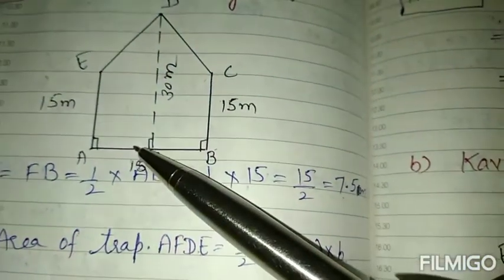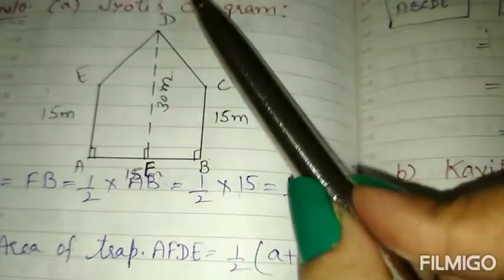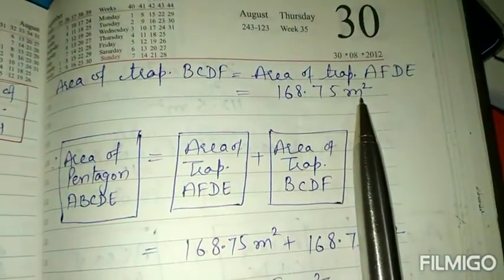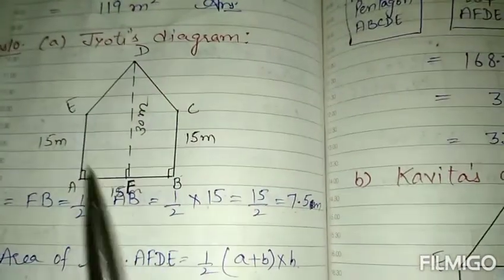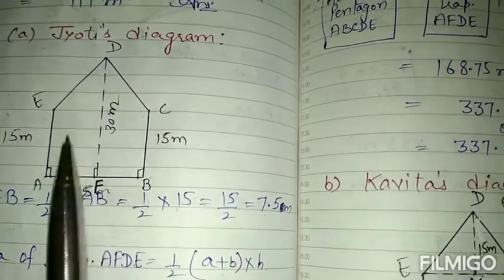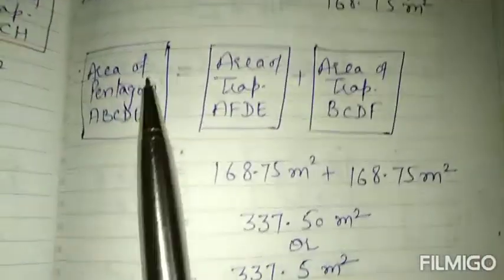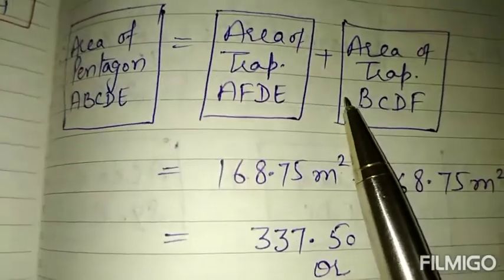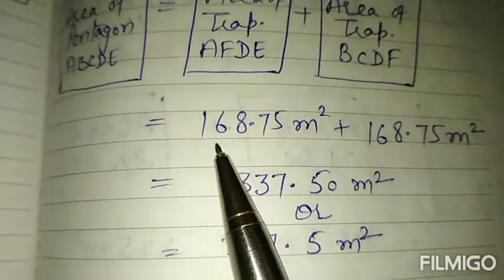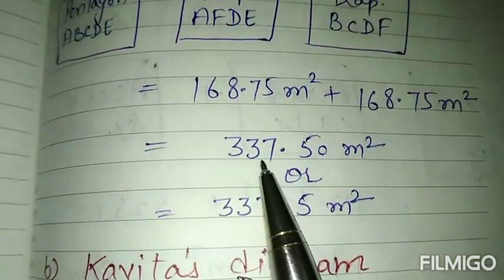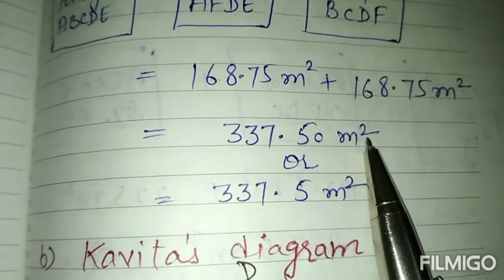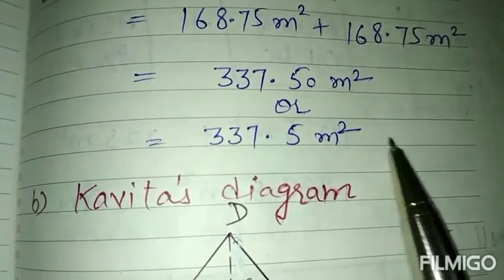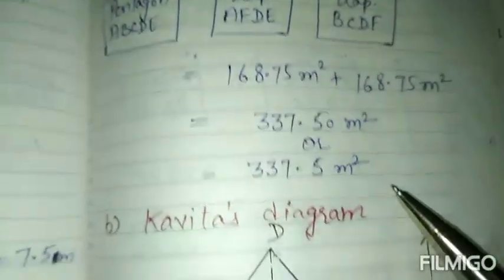Now area of this trapezium BCDF equal to area of trapezium AFDE. So area of trapezium BCDF equal to 168.75 meters square. To find the area of the complete figure, we have to add the area of both the trapezium. Means area of pentagon ABCDE equal to area of trapezium AFDE plus area of trapezium BCDF. When you add, you will get 337.50 meters square. We will skip the 0, or we can say 337.5 meters square. That is the answer according to Jyoti's diagram.